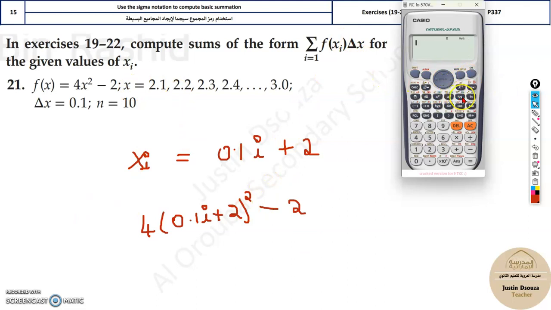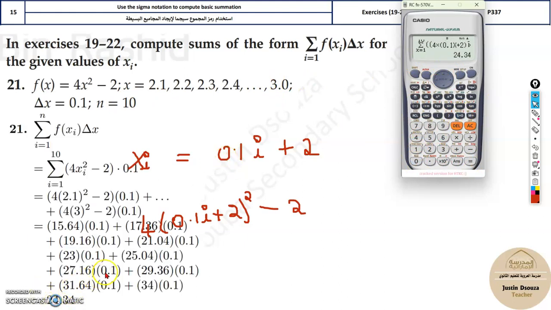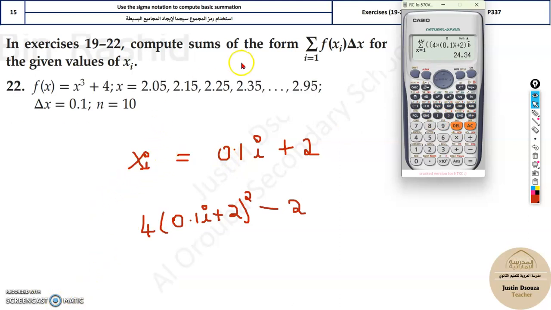Let us do this quickly. Summation over here, shift and the symbol. Open the bracket, 4 multiplied by, again open the bracket, 0.1 i as alpha x, plus 2, close the bracket and square it, minus 2. Now I close the bracket and multiply it with delta x, that is 0.1 again. The limits over here are from 1 till 10. And the answer I get is 24.34. Yes, that's the correct answer. Do the other problems the same way.